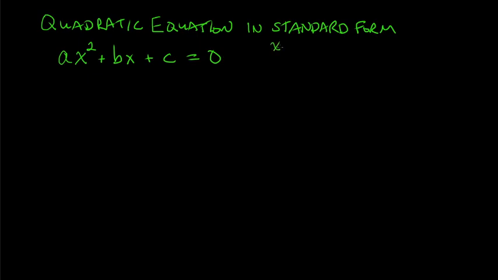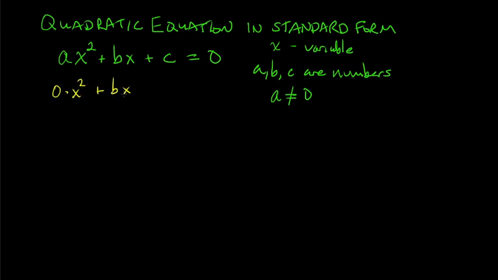So remember, x is the variable, and a, b, and c are just numbers, real numbers, in fact. And there's one condition here: a cannot be 0. Why not? A can be anything other than 0. So if a is 0, then remember 0 times x squared is just 0, and so you end up with bx plus c equals 0, which is no longer quadratic. This is now a linear equation.